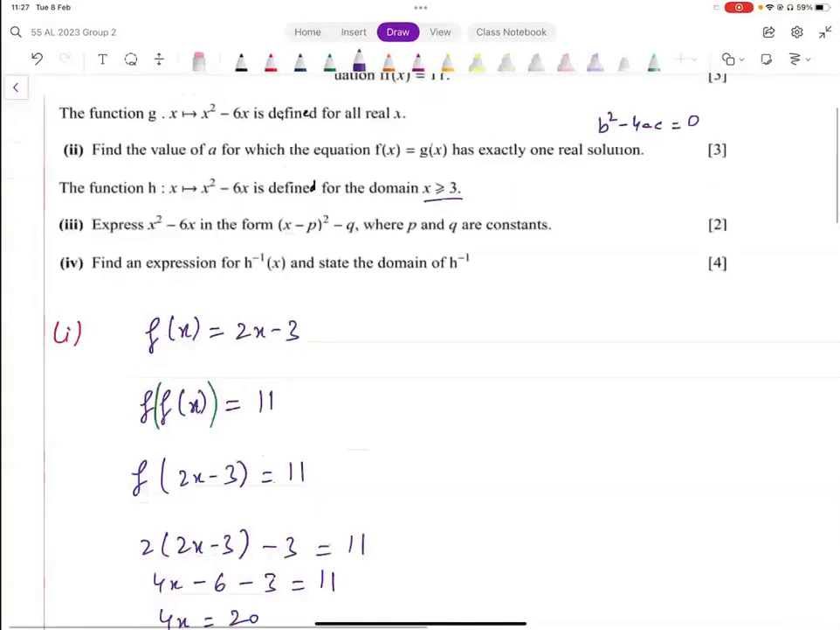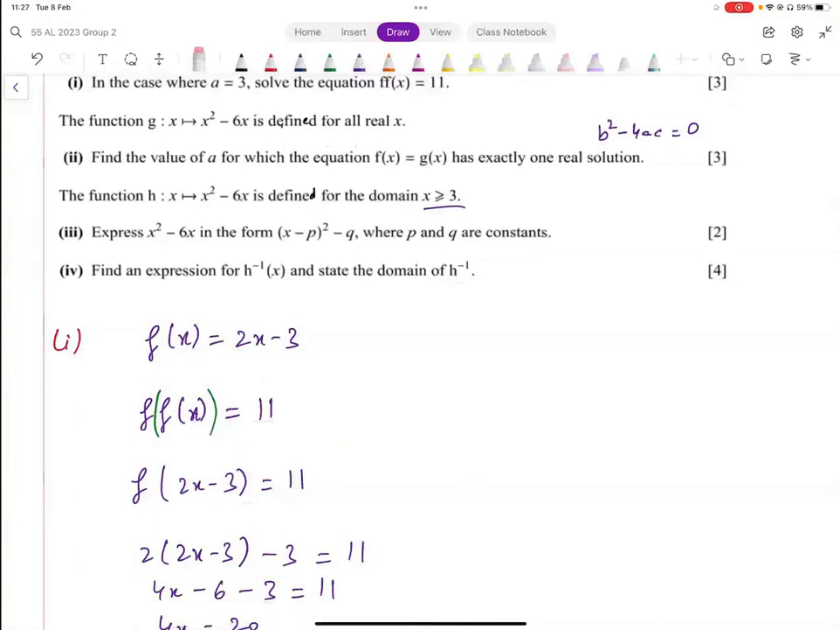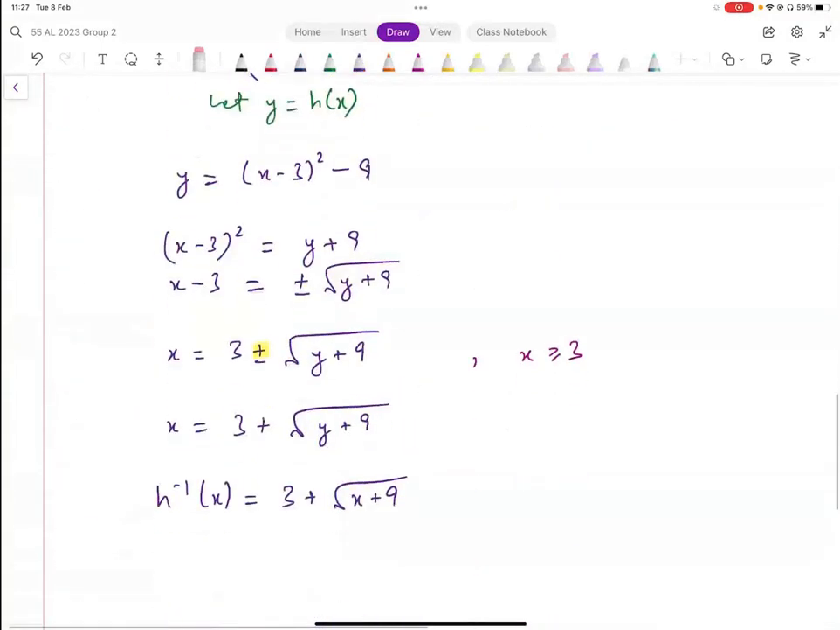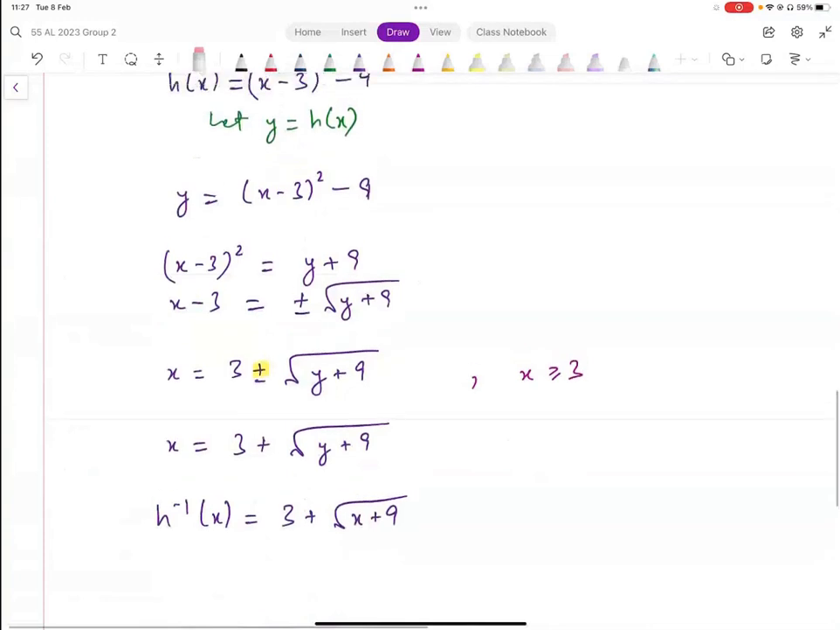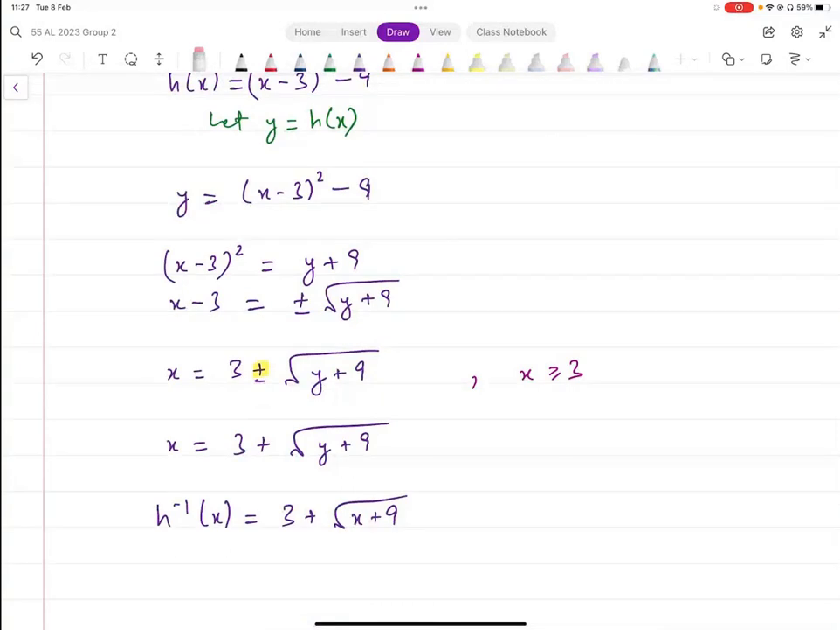So you don't have to find the inverse function only, you also had to write the domain of h inverse. Now, how do you write the domain of h inverse? What's the domain of this inverse function? The range of the function. Range of the original function, right?